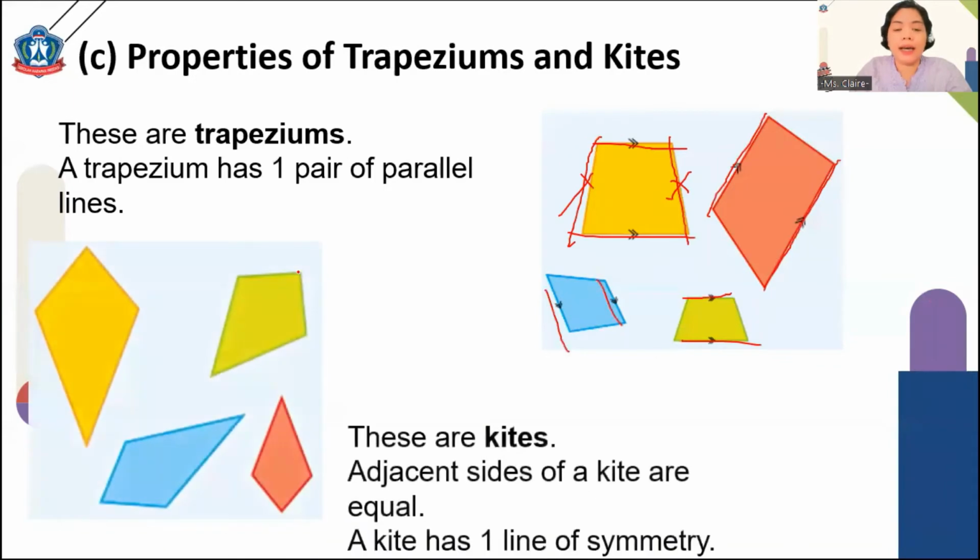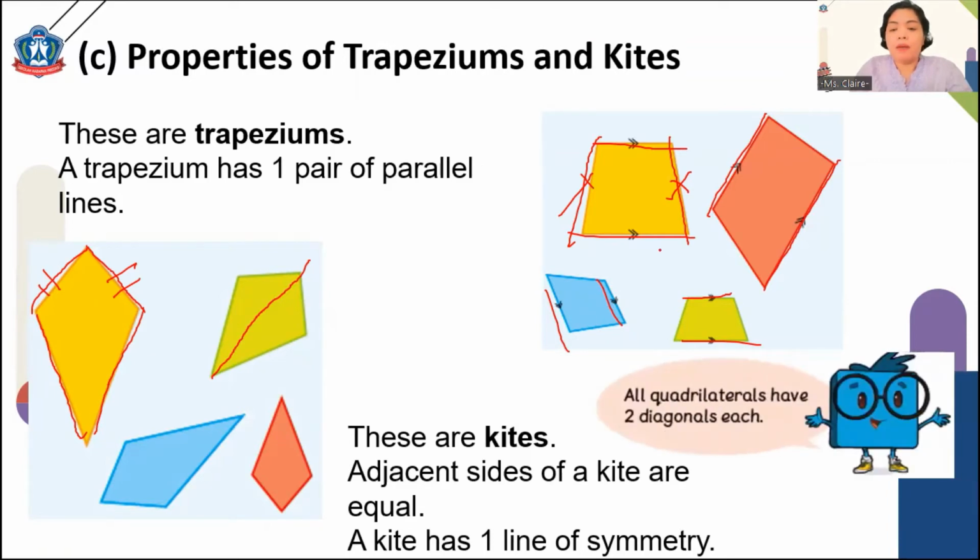Next is a kite. Look at these shapes. The adjacent sides of a kite are equal. These are the adjacent sides. The sides that are connected have the same length here. And the other adjacent sides are also equal. A kite has only one line of symmetry here. When you cut here, both parts are the mirror image of the other.